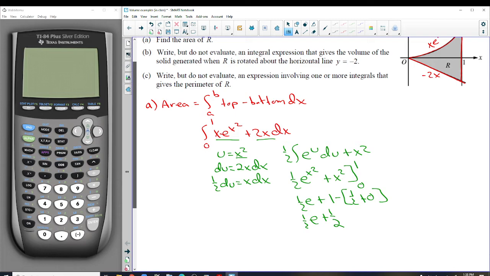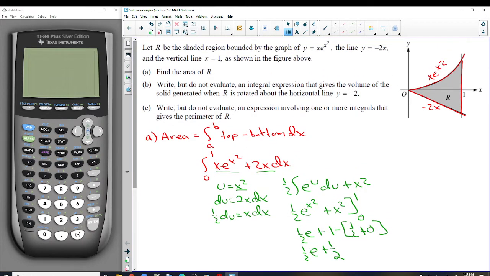Part B: write, but do not evaluate, an integral expression that gives the volume of the solid generated when R is rotated about the horizontal line y equals negative 2. Well, the slope of this line is negative 2. So if we go down 2, and over 1, then I realize, well, that's down there at negative 2, and they certainly didn't draw this to scale. That 1 unit is longer than the 2 units going down. But we're going to rotate this around that line right there.